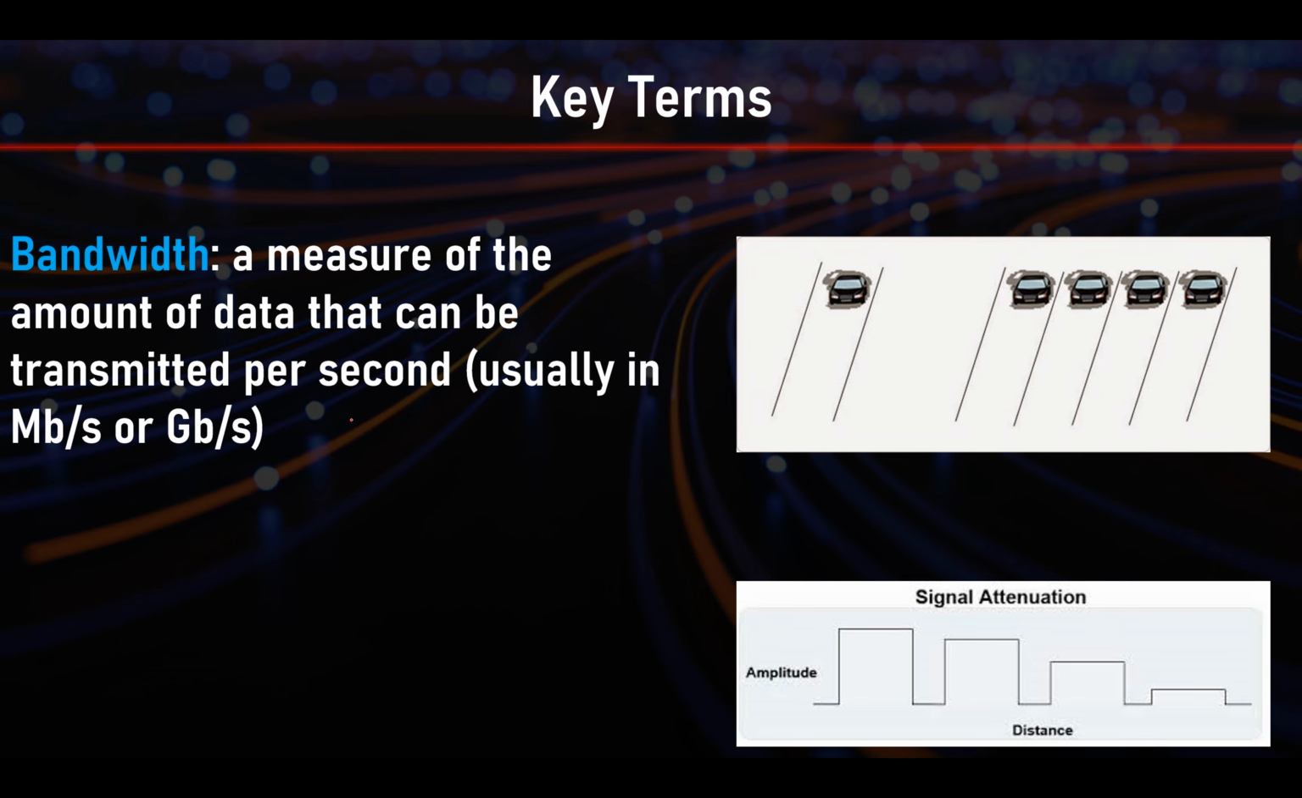Some of the key terms, one is going to be bandwidth. This is a measure of the amount of data that can be transmitted per second, and the units are usually megabits per second or gigabits per second.